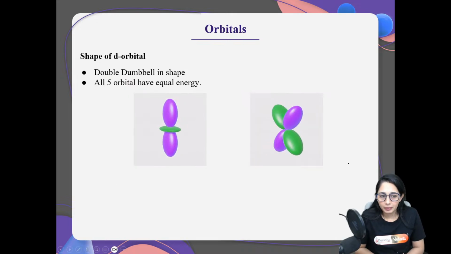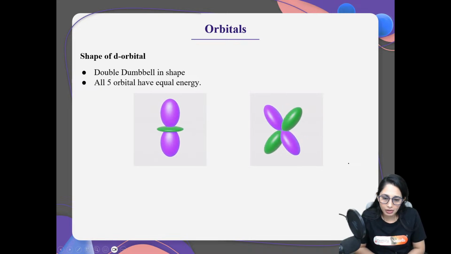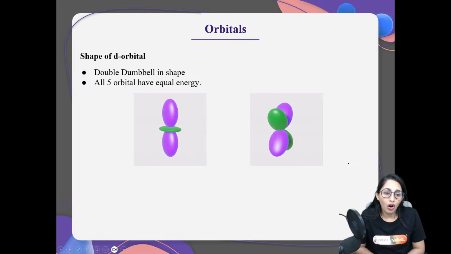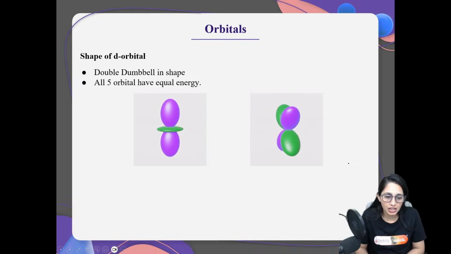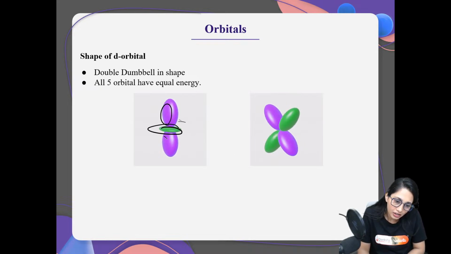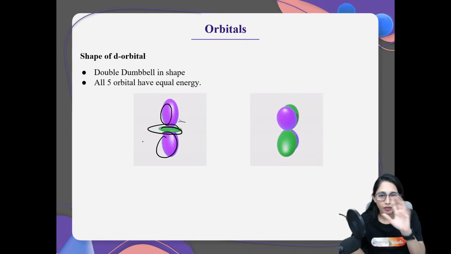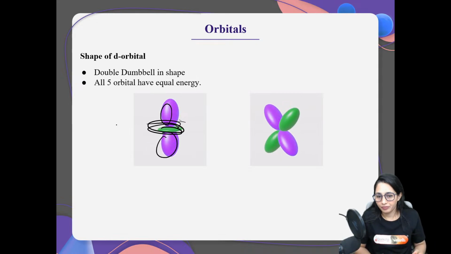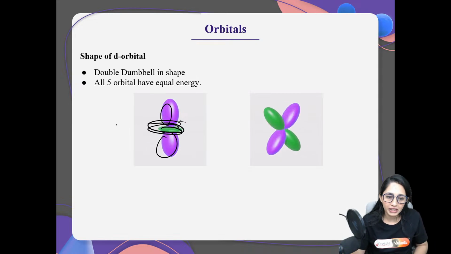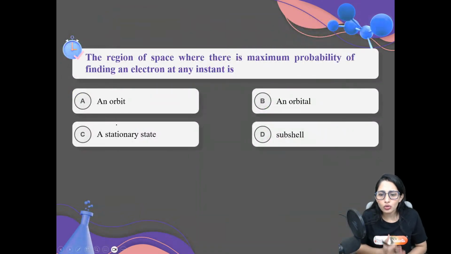Next we have the d orbital. This is double dumbbell shaped in nature, and all 5 d orbitals have equal energy. There is this plane here and here. So we have 5 in total: 1, 2, 3, 4, and there is this one. All 5 orbitals have equal energy. So I discussed the s orbital, p and d, and there is f also.